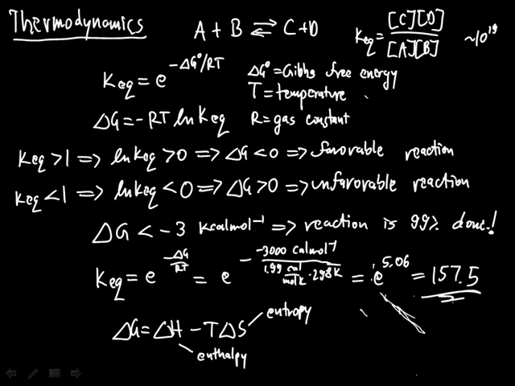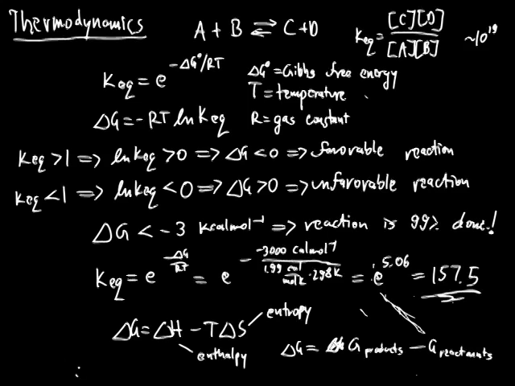Now, of course, delta G, just like delta H and delta S, is the G of products minus G of reactants. So it's the change of free energy. Okay? Now let's look at the relative contributions of delta H and delta S.